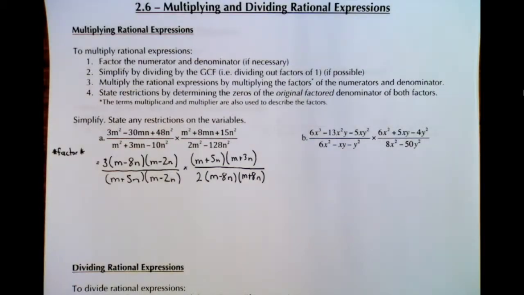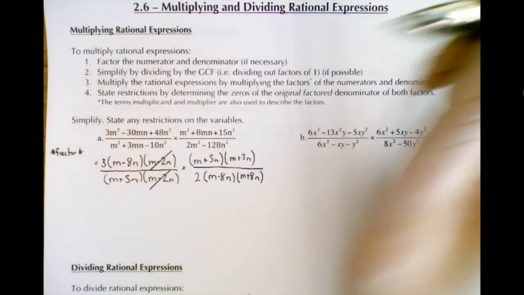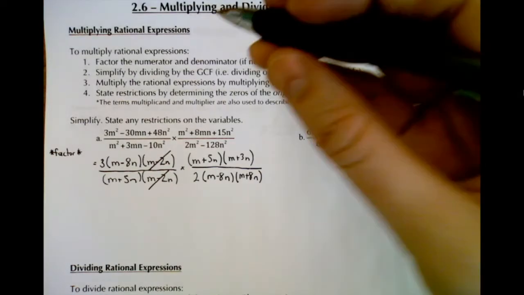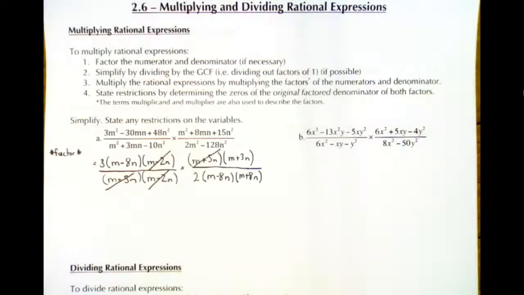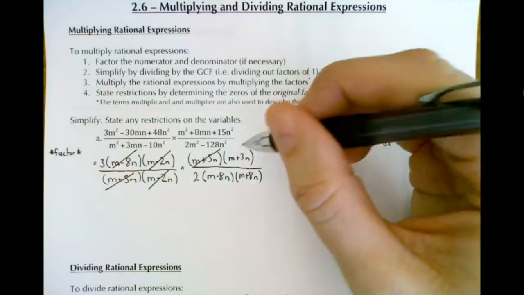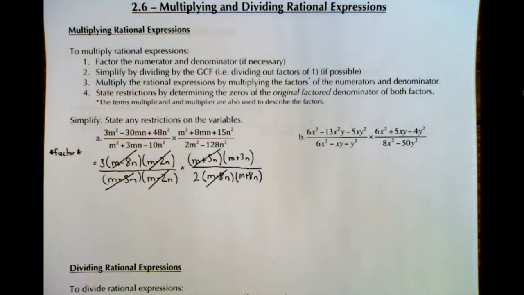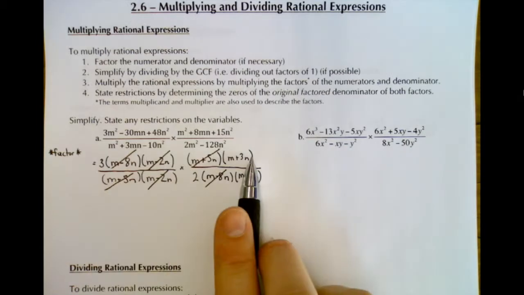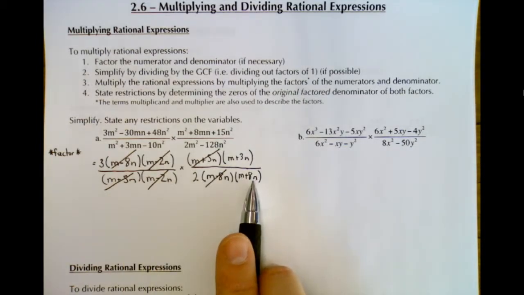So I'm going to look for my common factors and I'm going to divide them away. M minus 2n is on the top and bottom of the same fraction. Over here we've got m plus 5n, m plus 5n, we can divide those away. And in this fraction we've got m minus 8n and m minus 8n. And all that leaves us with is a 3 on the top here, an m plus 3n on the top here, a 2 on the bottom, and an m plus 8n on the bottom.